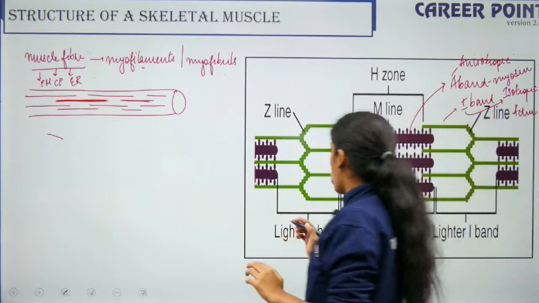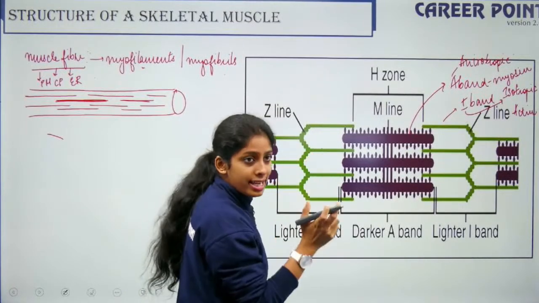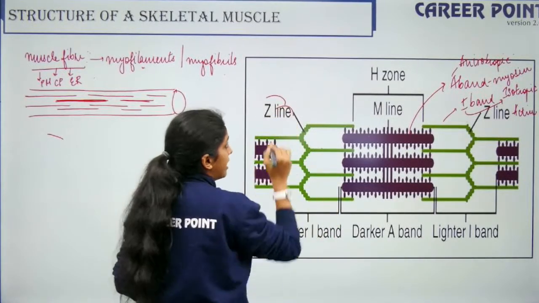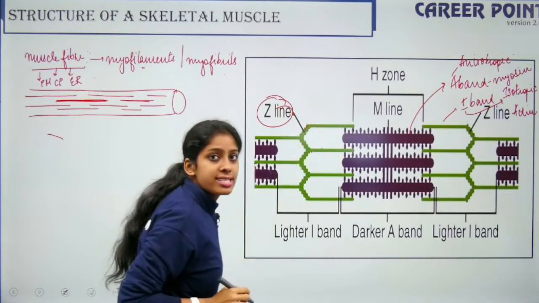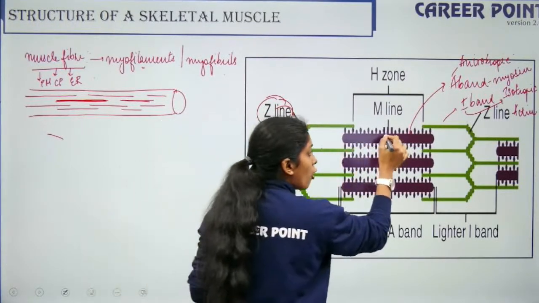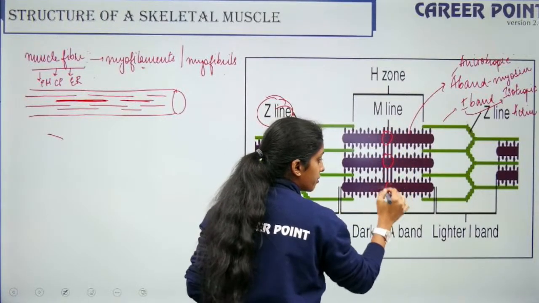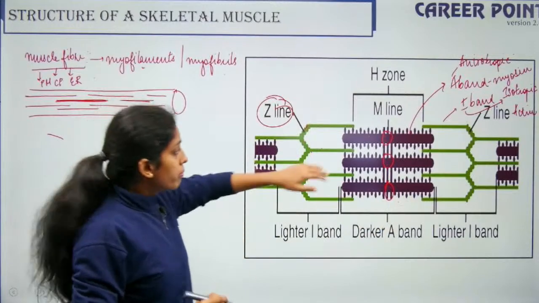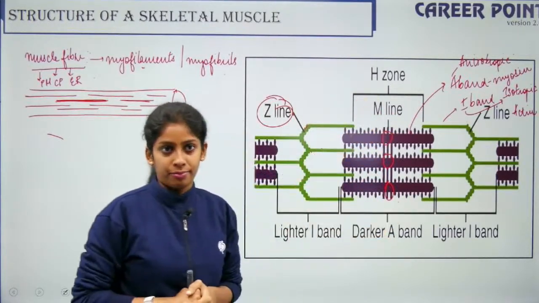Fine. So the two light bands are held together by a Z line. So this is my Z line. The middle portion of the A band is called the M line.